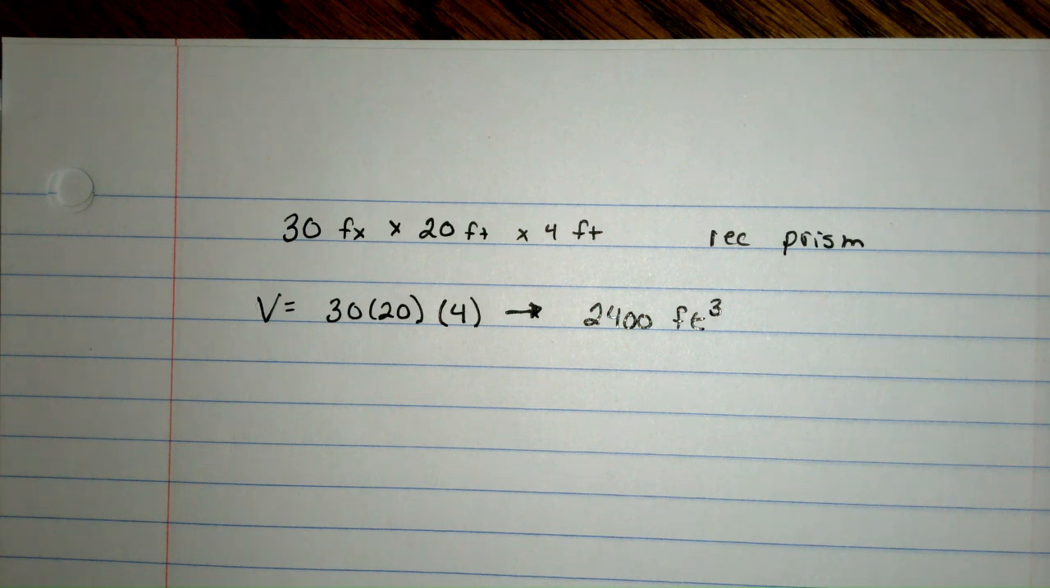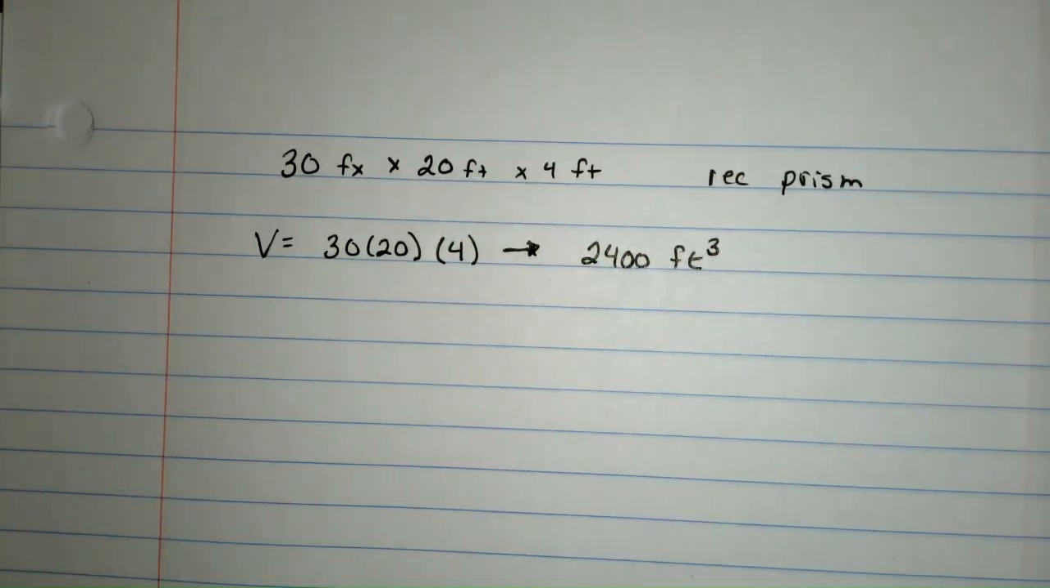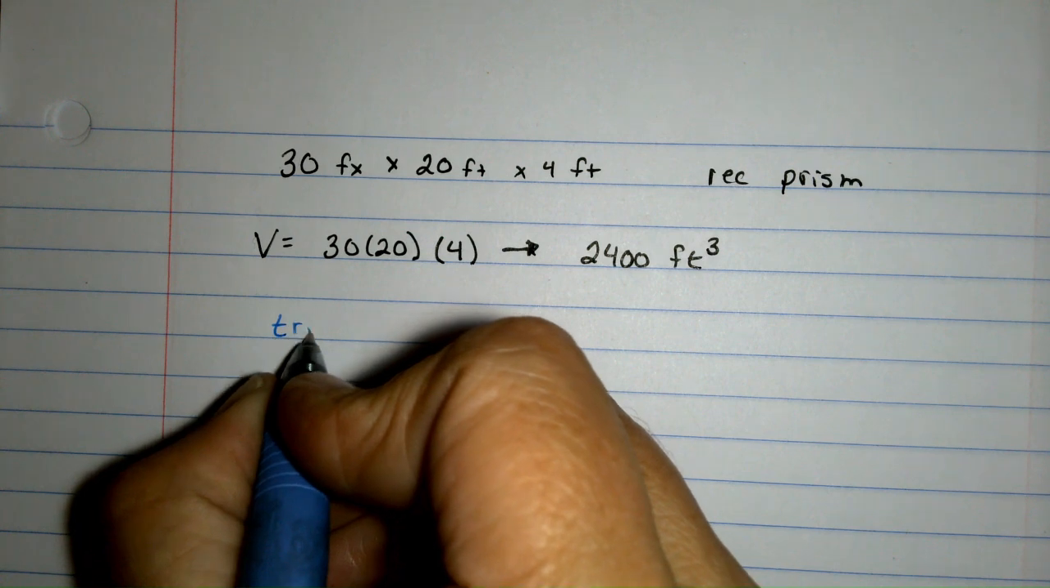Okay, let's say that pool wasn't big enough for you. Let's say you wanted to triple the sides but keep the depth the same.